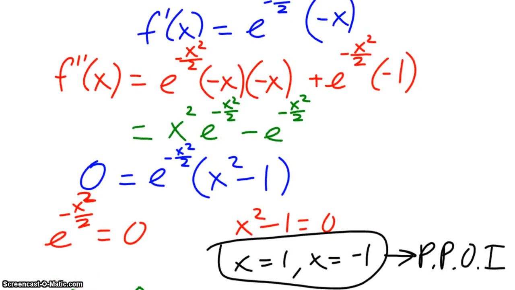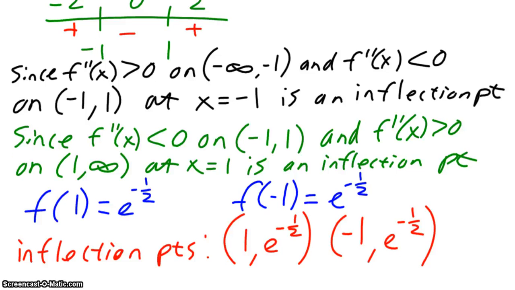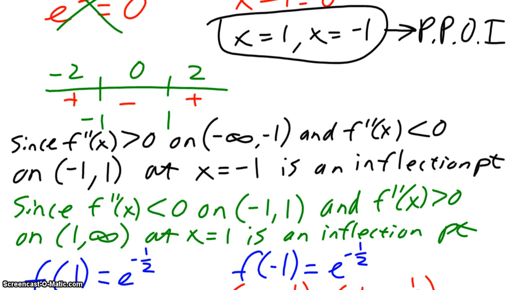Simplify this a little bit, so the left term becomes x squared e to the -x squared over 2, and the right term becomes negative e to the -x squared over 2. Factor out an e to the -x squared over 2, and set the function equal to 0. When I set e to the -x squared over 2 equal to 0, that's not going to give me any possible points of inflection because that's not going to equal 0. But x squared minus 1 equals 0 tells me that x equals 1 and x equals -1 are possible points of inflection. Then I use the increasing decreasing chart for the second derivative to find if those are actual points of inflection, and they both are.